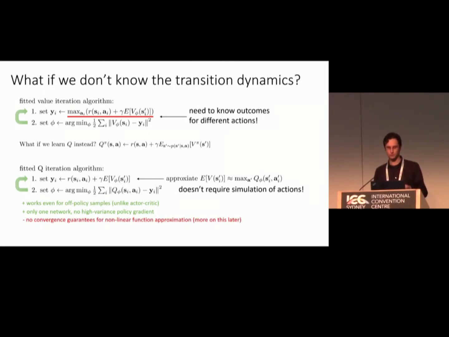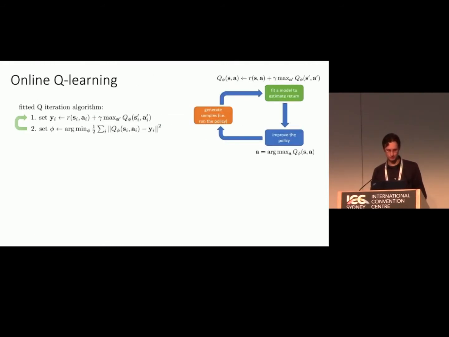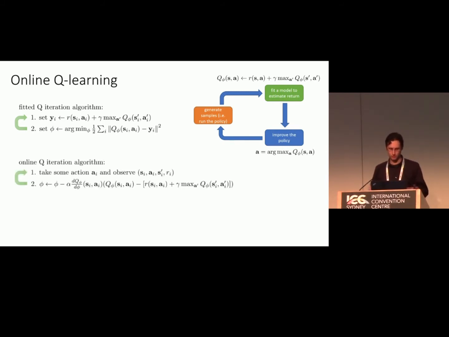Unfortunately, there's no convergence guarantee for nonlinear function approximators for this algorithm, which is a little bit sad. Although if we're careful in tuning our parameters, we can get this to work in many cases. We can also derive an online version of the Q-learning algorithm. The online version is very similar to the fitted Q iteration algorithm. You just take some action a_i, and observe a transition (s_i, a_i, s_i', r_i), and then you just compute the gradient for that single sample.